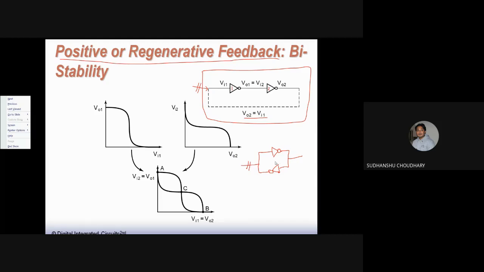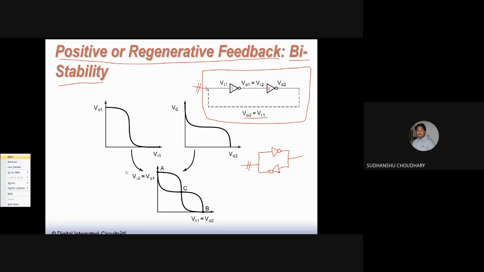Now there are two stable states here, obviously. So this defines the principle of bistability, that is, this loop has two stable states. One state is obviously the high state, VDD, and the other state is low, right? That is, high and low, both can be retrieved.